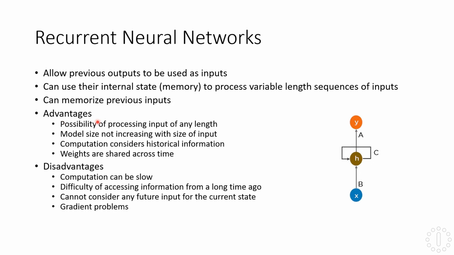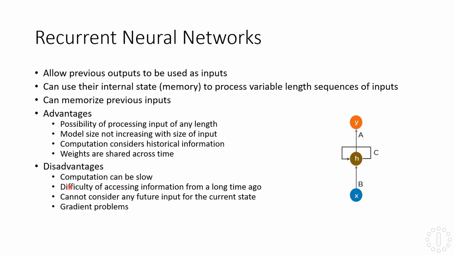Some advantages of recurrent neural networks are that they can process input of any length. The model size doesn't increase with the size of the input. The computation considers the historical information, so it can remember samples that were seen previously, and weights are shared across time.